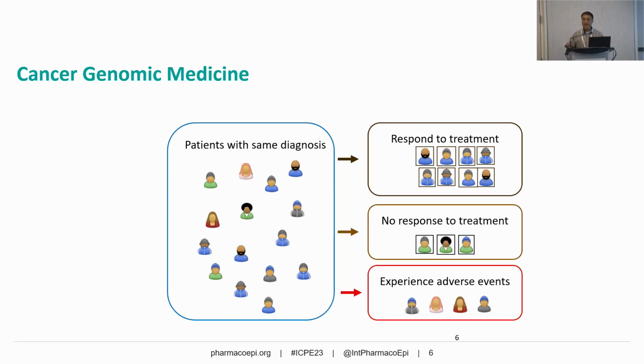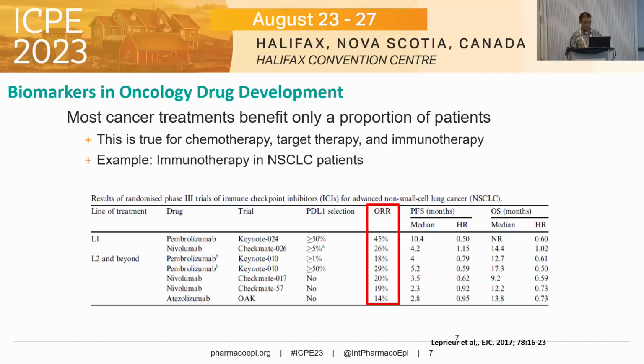So the key challenge, I think, for us is how we can identify the top groups of people who can best respond to the treatment. This is actually a publication from about 6 years ago, summarizing the data. You can see most cancer treatments only benefit a small proportion of patients. This is not just for a particular type of therapy; it's true for chemotherapy, targeted therapy, and immunotherapy.